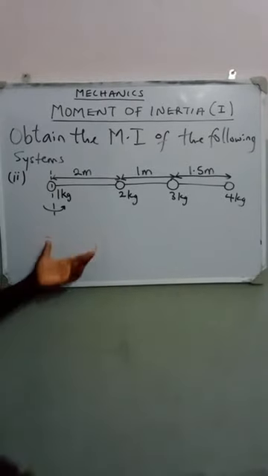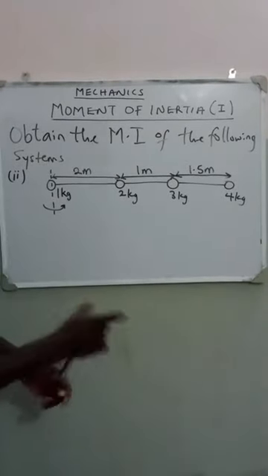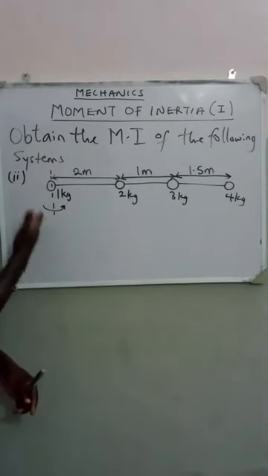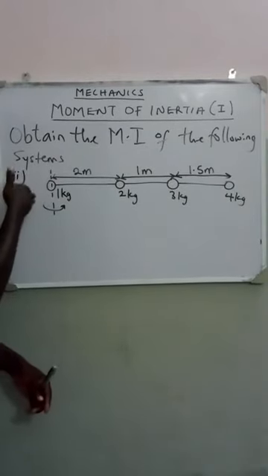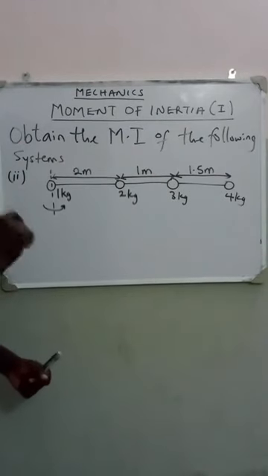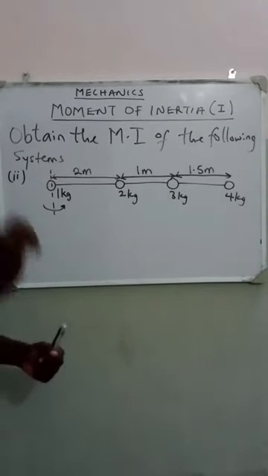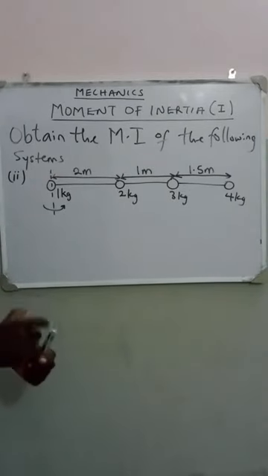You can see here, I'm having what? 4 different masses. Then you notice that the axis of rotation is what? At one of its ends. So please always take note of this. Always take note of your point of rotation. It's very important in solving questions on moment of inertia.